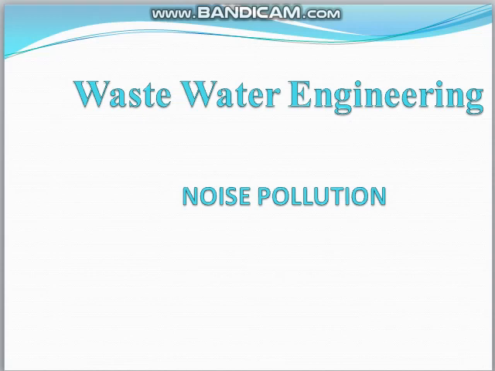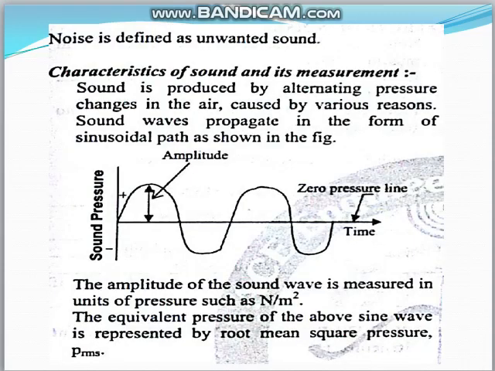So, in the previous lecture, we discussed solid waste management and air pollution and its control. In this lecture, we are going to discuss noise pollution and its control. Initially, noise is defined as unwanted sound. Sound is produced by alternating pressure changes in the air caused by various reasons. So let's start our lecture.